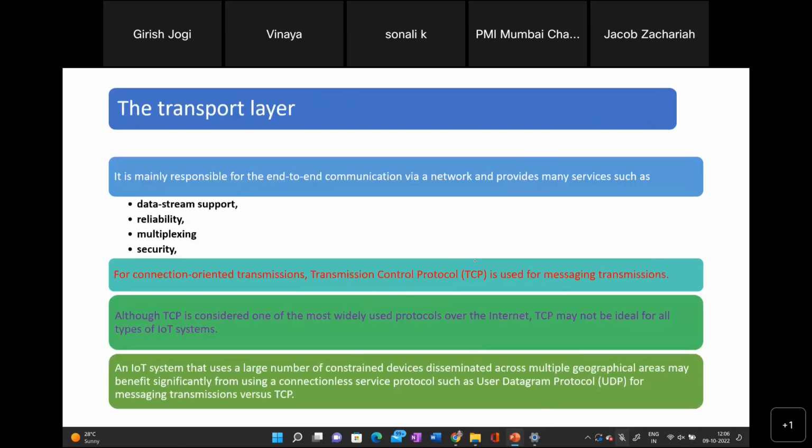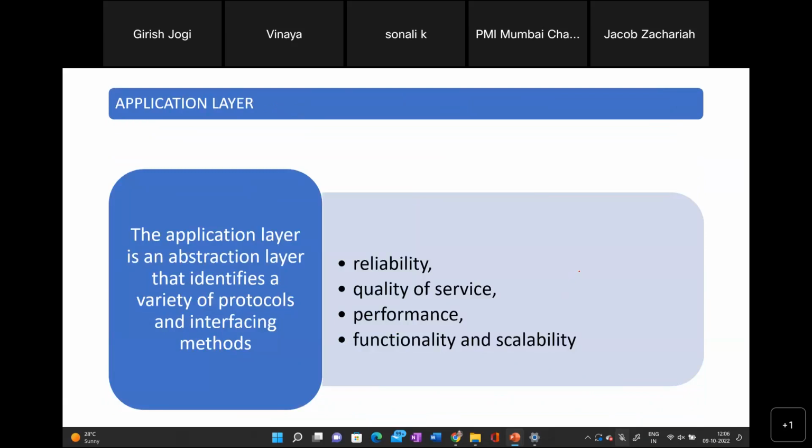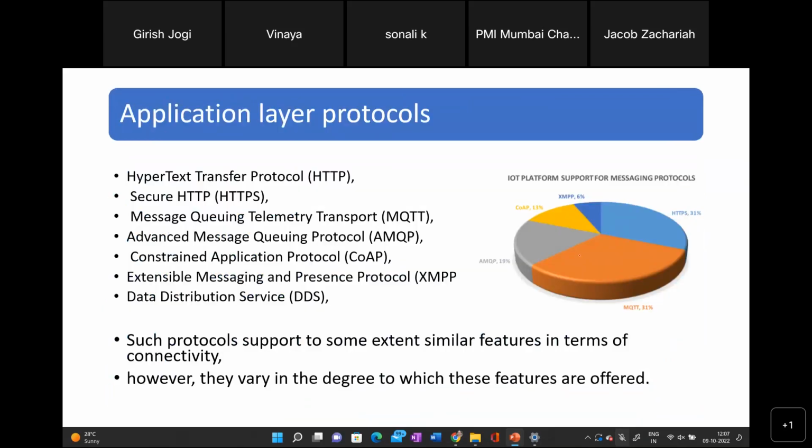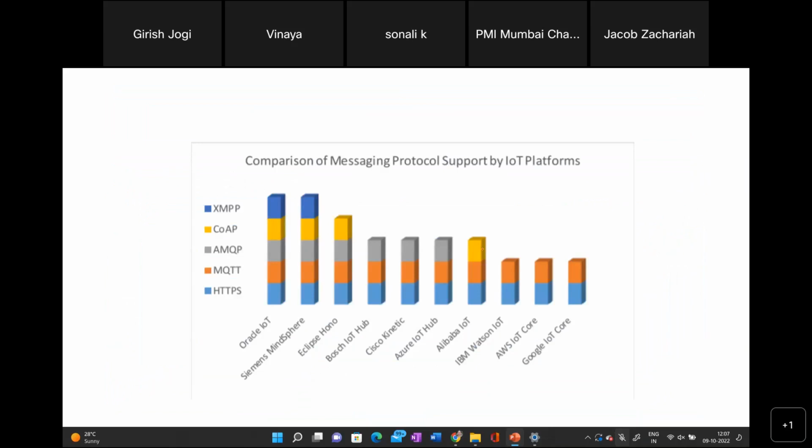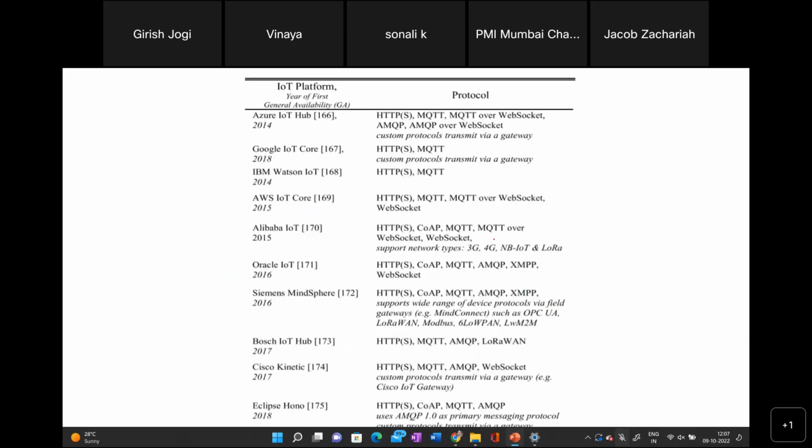At the transport layer also, you all must be aware of TCP and UDP. Out of these two, depending on your application requirement, you can go for either the TCP or the UDP protocol. These are a few good protocols used at the application layer, along with their acceptability. Most of these cloud platforms use MQTT or the Constrained Application Protocol.